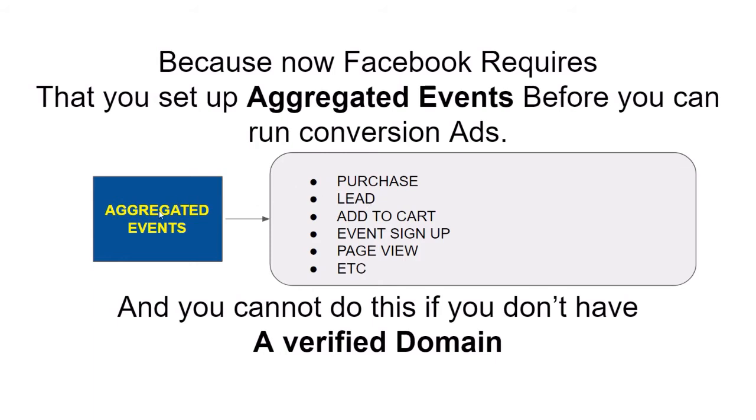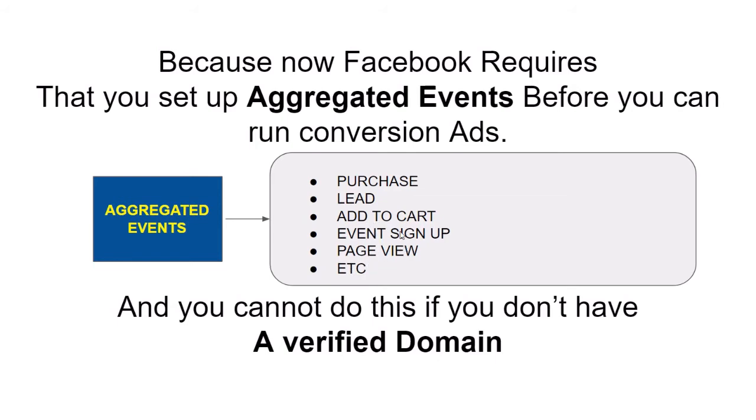But now, because of the whole Apple iOS 14 saga, Facebook requires you to create aggregated events. Aggregated events allow you to set up only 8. Tell Facebook these are the 8 things I want you to check when people come to my website. You can decide that Facebook should check whether they purchase something, whether they sign up as a lead, whether they added something to cart, or signed up for an event, or viewed a page on your website, and 3 more that you can add to this list.